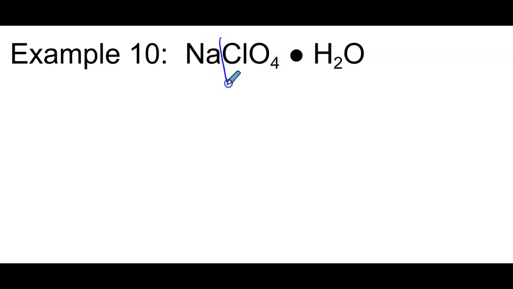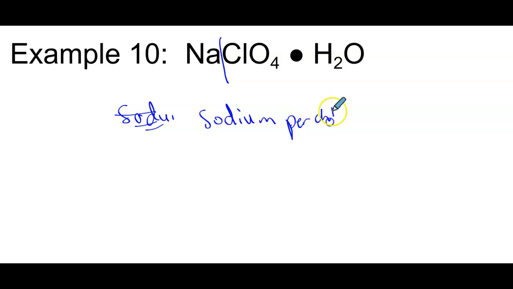And last example, split this. Sodium doesn't have a Roman numeral. Because sodium doesn't have a Roman numeral, we're just going to name the 2 halves. Sodium perchlorate, monohydrate. Normally we don't see mono, but here it distinguishes that we did intend to only have 1. So in this case, we would be putting the mono in, monohydrate.